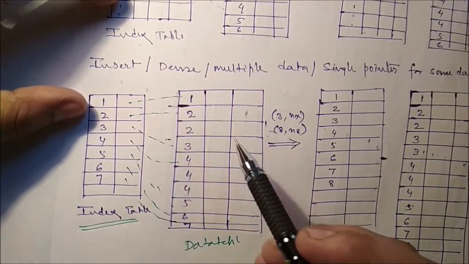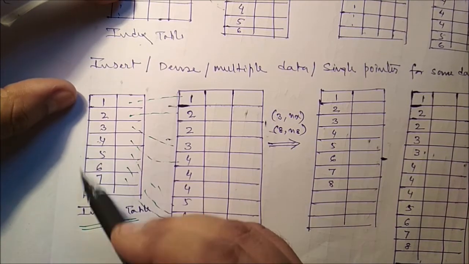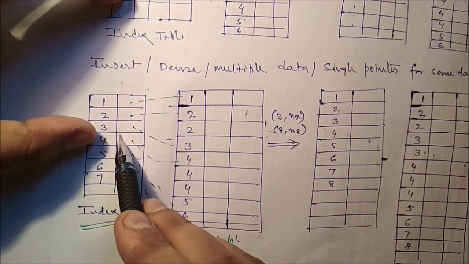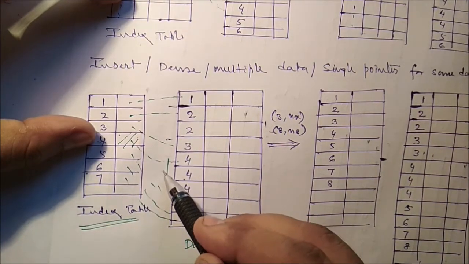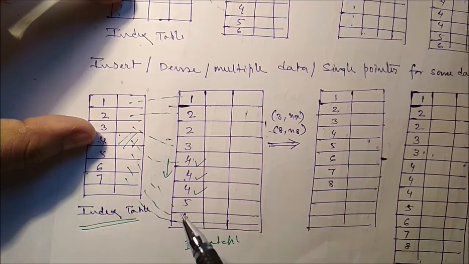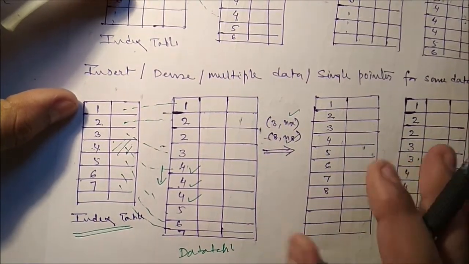Suppose you want the information of roll number 4. We have to apply binary search here. From 4 we can get the address of the first 4, jump there, and then read sequentially all the information of 4. Now suppose we want to insert 3 and 8. Are you getting this one?